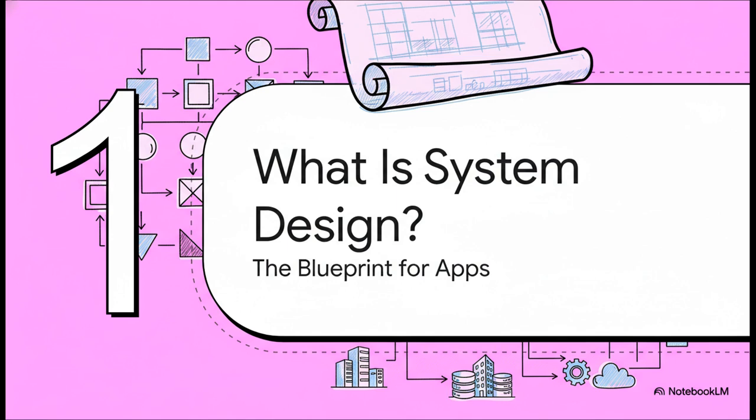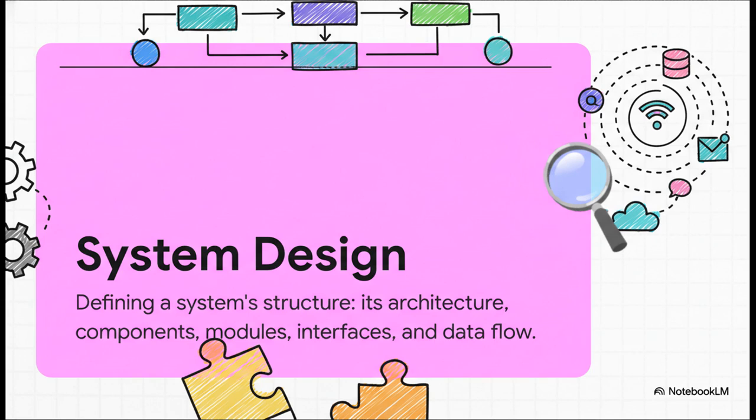Okay, so that brings us to the big question. What is system design, really? The easiest way to think about it is like the master blueprint for any application. Now, the official definition is the process of defining a system structure, including its architecture, components, modules, interfaces, and how data flows between them to meet specific requirements. Whoa, okay, that's a lot of jargon. Let's make it simple. It's really just about figuring out how all the different pieces of a software puzzle are going to fit together and talk to each other to get a specific job done.